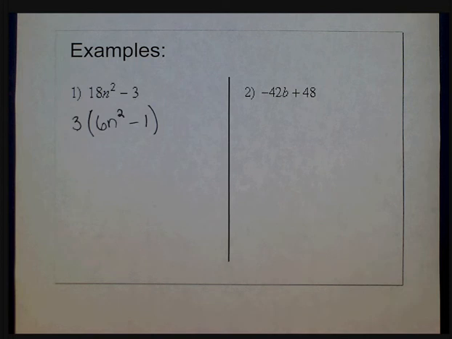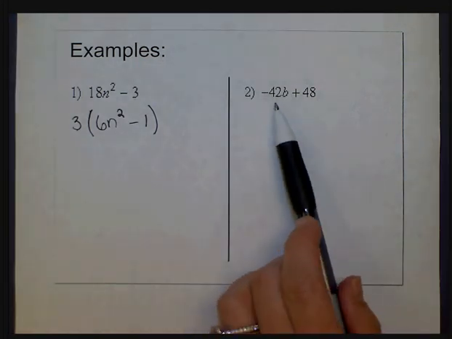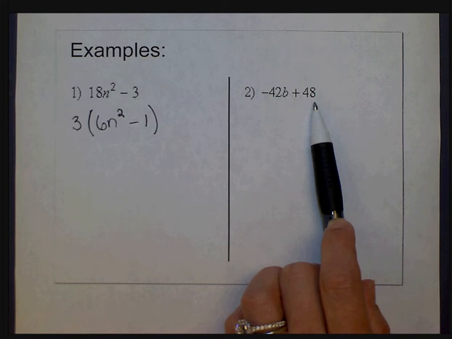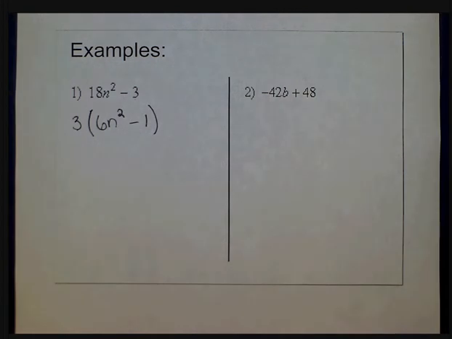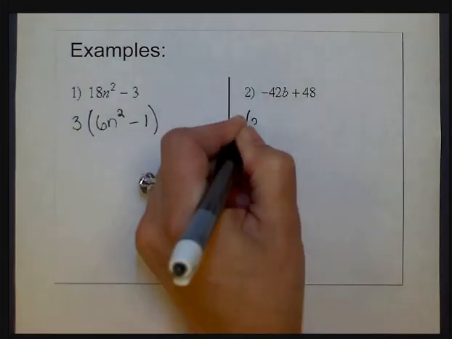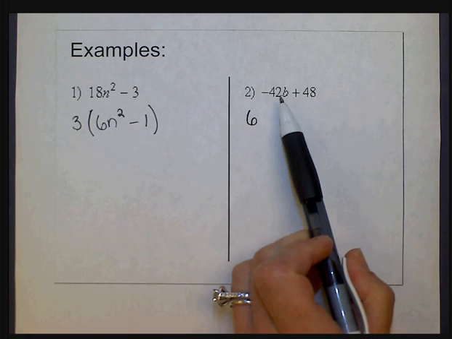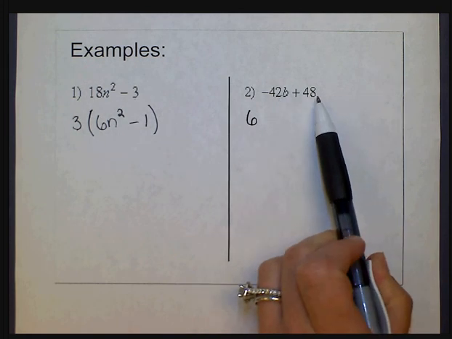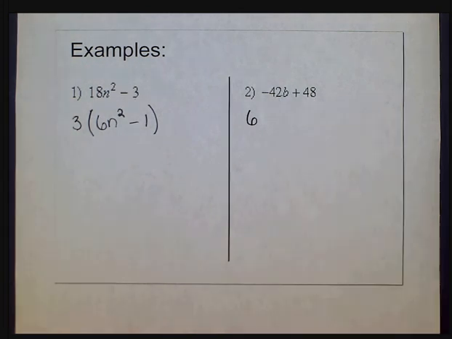Alright, second problem. Negative 42b and 48. So I have to find the greatest common factor. They have a 2 in common, but that's not the biggest one. As you go through all the factors of 42 and 48, you see that they have a 6 in common. 6 times 7 will give you 42, and 6 times 8 will give you 48.